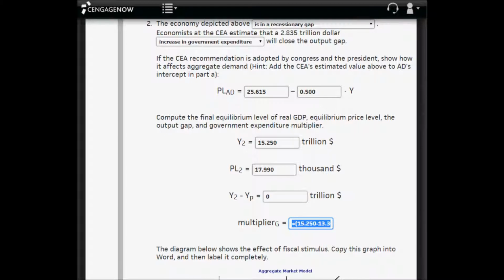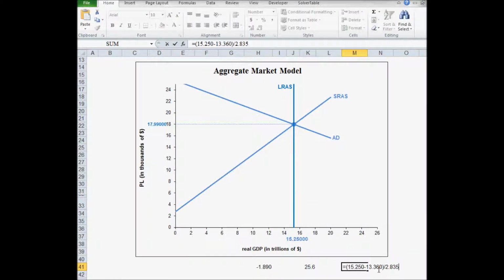So I'm going to copy this into Excel to compute the multiplier. So the increase in GDP is that value, and the increase in government expenditure is that value. So the multiplier is equal to 0.667.